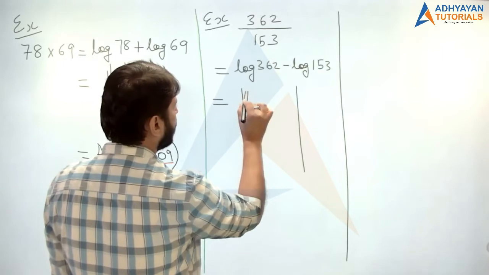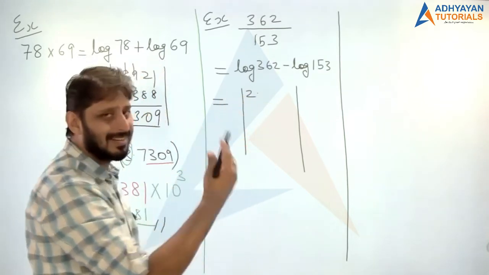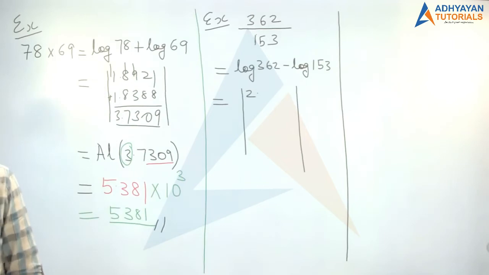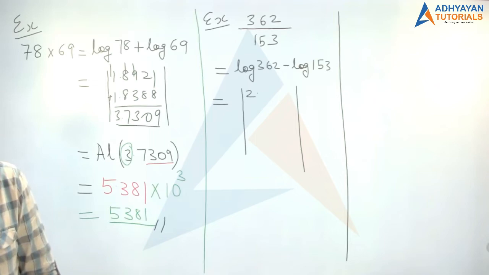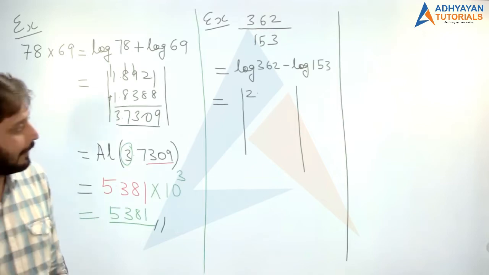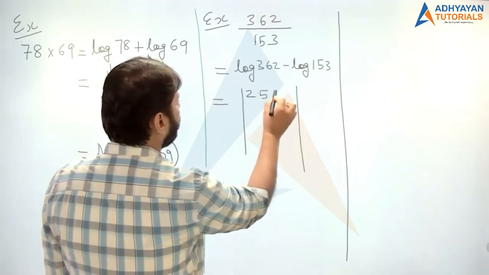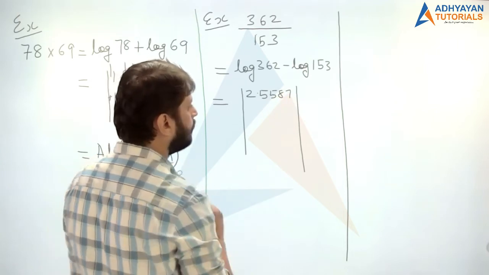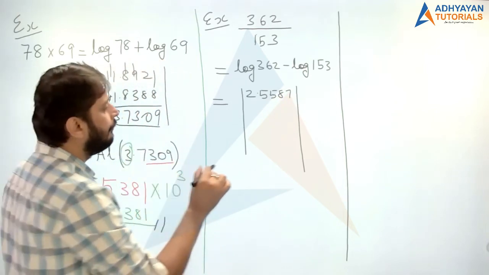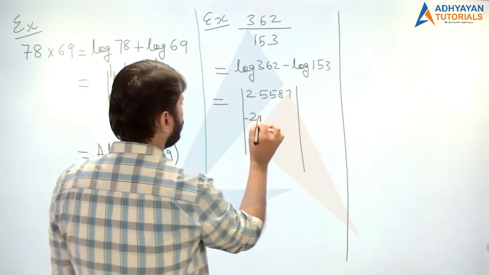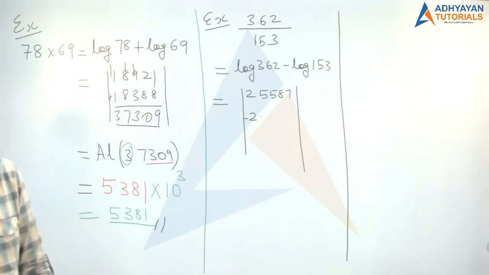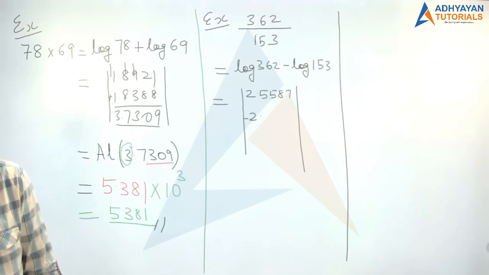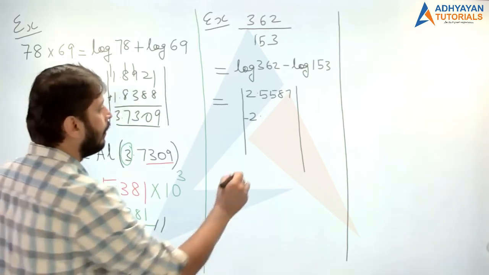So I have the characteristic as 2. 2.3620. So the fourth digit is going to be 0. Mean difference is not there, so nothing to worry about. 36 to 5587. Then I have 153 again, minus 2.153, 153, that is 1875.